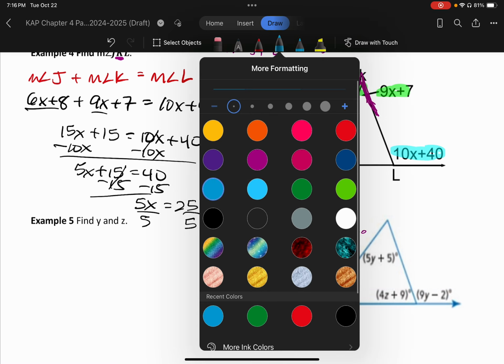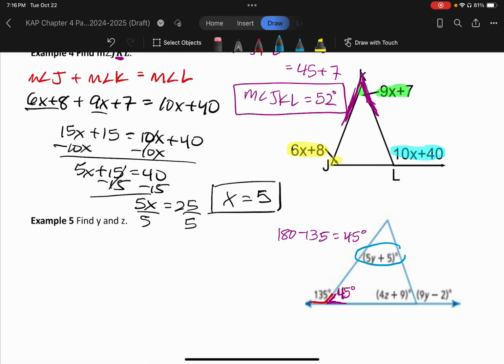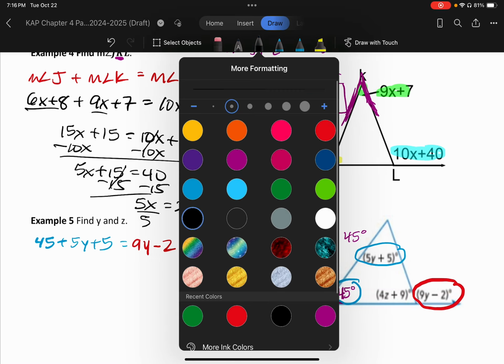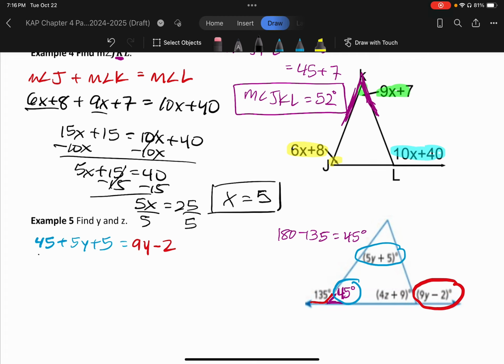Our remote interior angles, when I'm solving for y, I see here that I have a 5y plus 5 and 45. These are the remote interior angles to the exterior angle 9y minus 2. So we simply add those up. We have 45 plus 5y plus 5 is equal to 9y minus 2. Here we just solve for y. If we combine like terms, 45 plus 5, we get 5y plus 50 is equal to 9y minus 2. Subtract 5y on both sides.